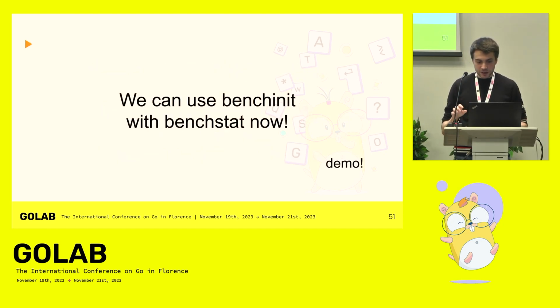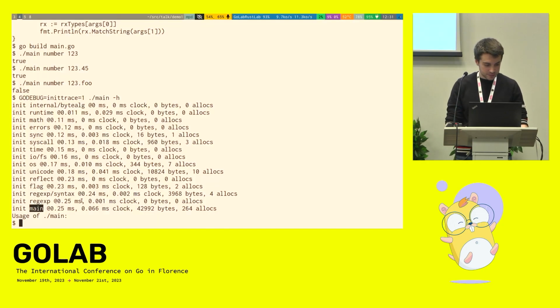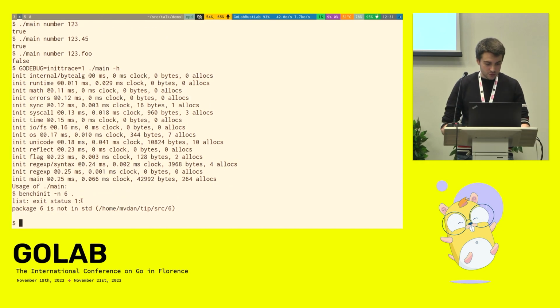And we can use bench init with benchstat now. So let's look at that. So we can do bench init n6. When you use benchstat, it wants at least a certain number of iterations. Usually it's about 6, because if you use fewer, basically the numbers can't be trusted. There's not enough data.